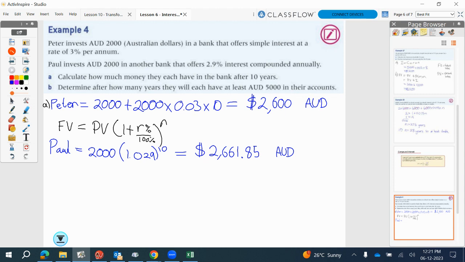What do we notice here? The interest is worse for Paul. He doesn't have as good an interest rate, but he's got more money. Because that one is linear, this one's exponential. Yeah, compound interest grows much faster.